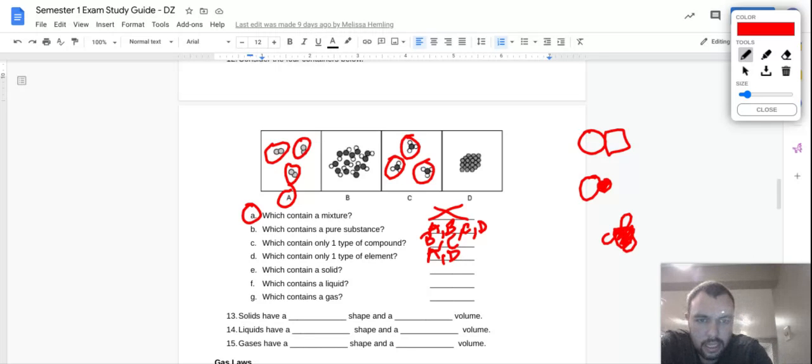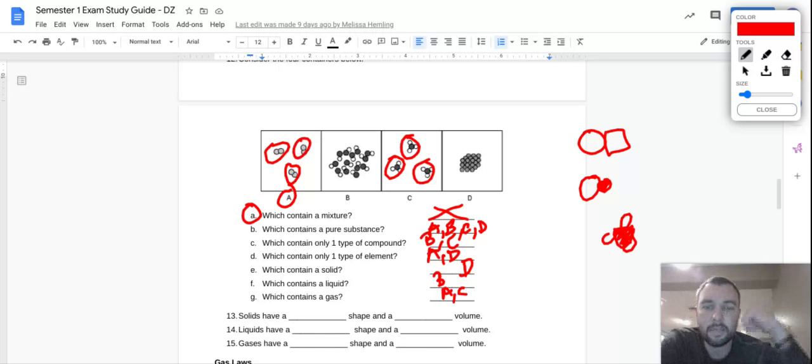Okay, solid, D, not a whole lot of space there for those particles to move. They're just going to vibrate. Liquid, I would say B. They have a little bit more space to kind of move around, slide past each other. And then gas, I would say A and C.